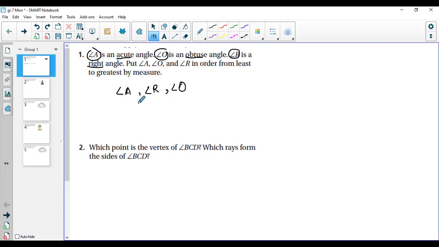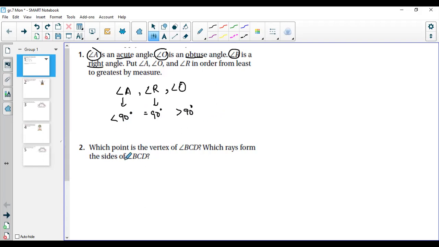So from least to greatest, angle A is least because that's acute. Angle R is after that because that's 90 degrees. And angle O because it is more than 90 degrees. If you still have confusion, let me write this. This is going to be less than 90. This is equal to 90. And this is greater than 90 degrees. So from least to greatest.